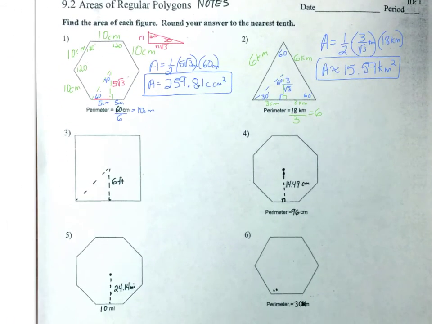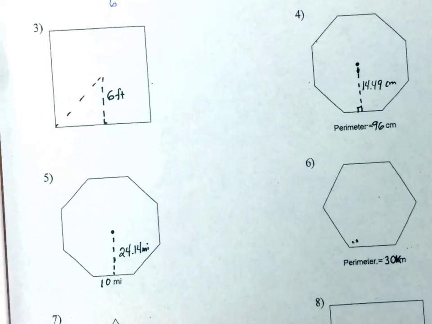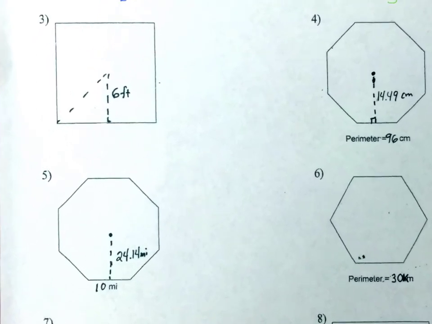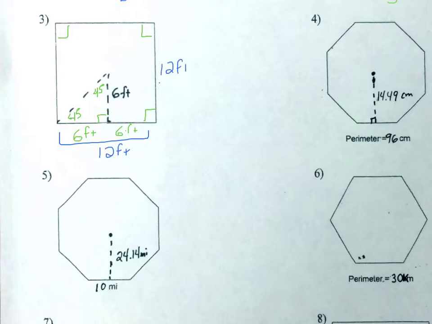In problem number 3, that is a square. Since it's a square, and they're giving me the apothem, I know it's a right angle, and a right angle cut in half is 45. So it's a 45, 45, 90 triangle. Since one leg is 6, the other leg must be the same, which is 6. So the length of the whole side is 6 plus 6, which is 12 feet. So each one of the sides is 12 feet.